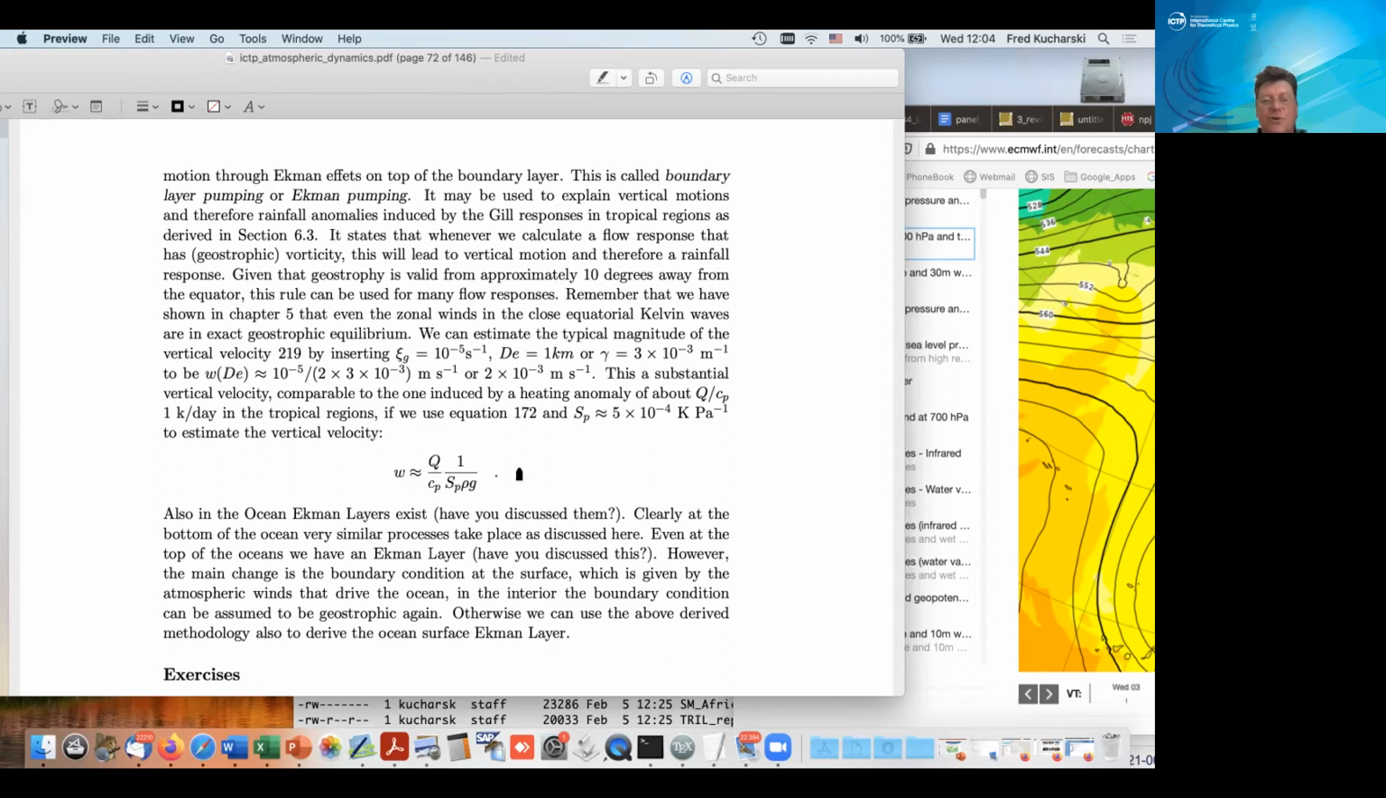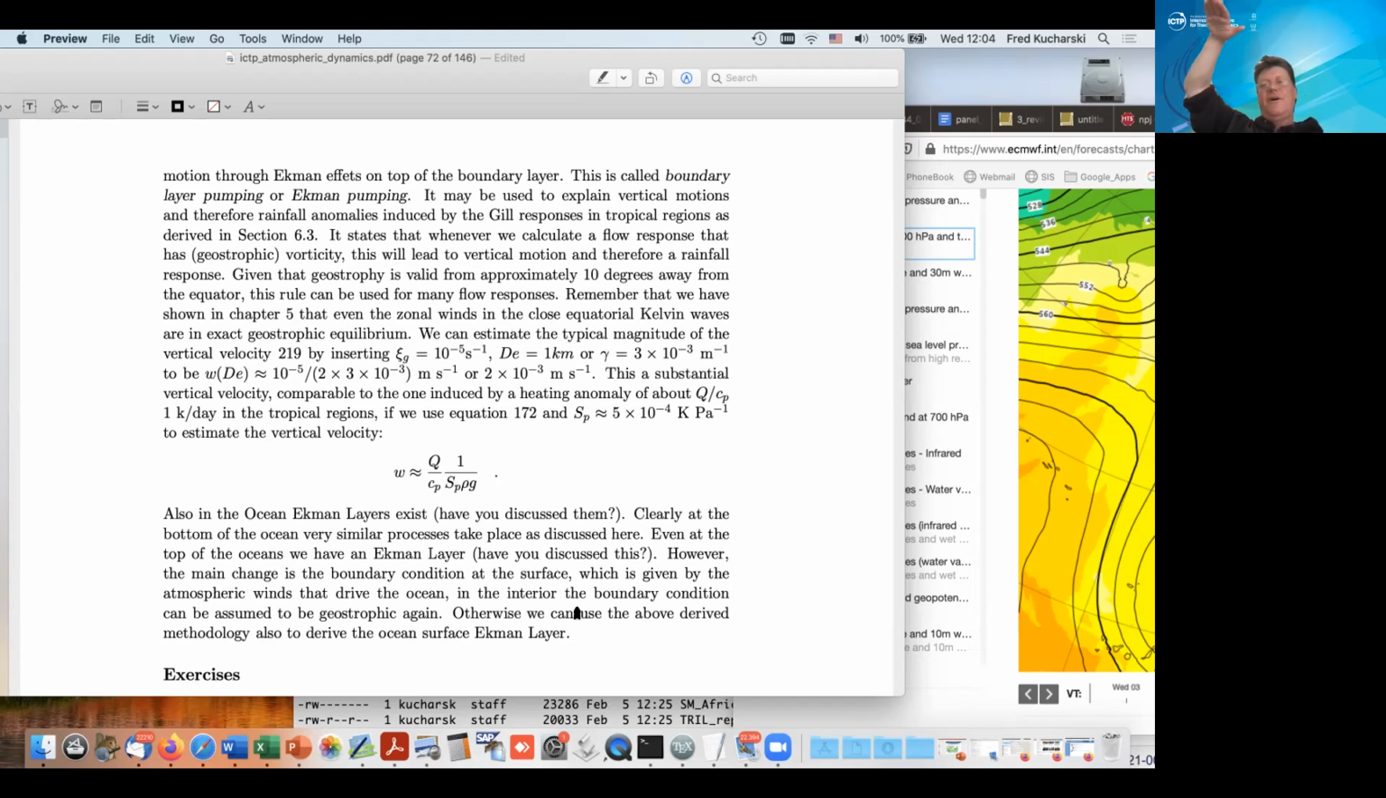Now, also in the ocean, you have Ekman layers. Actually, the ocean is more complicated because in the atmosphere, we have only one Ekman layer. But in the ocean, you can have two. One is at the bottom, for which the treatment is very similar to what we have done here. But the other is at the surface.